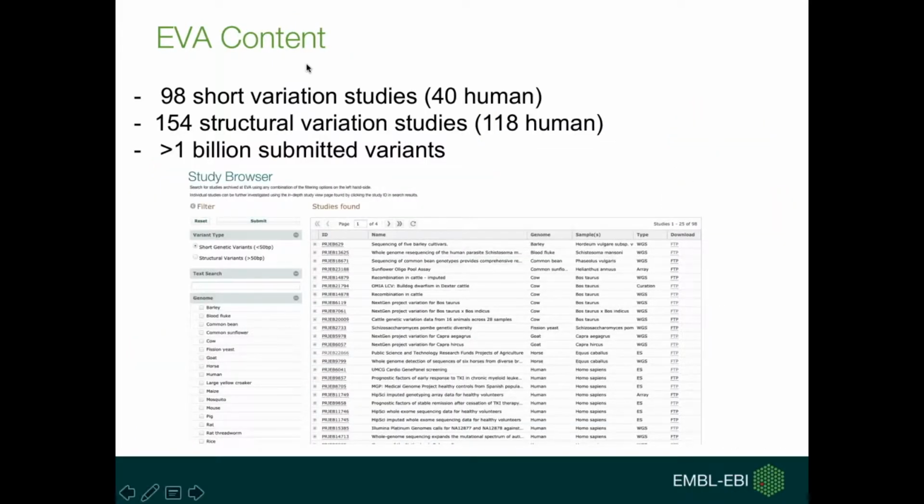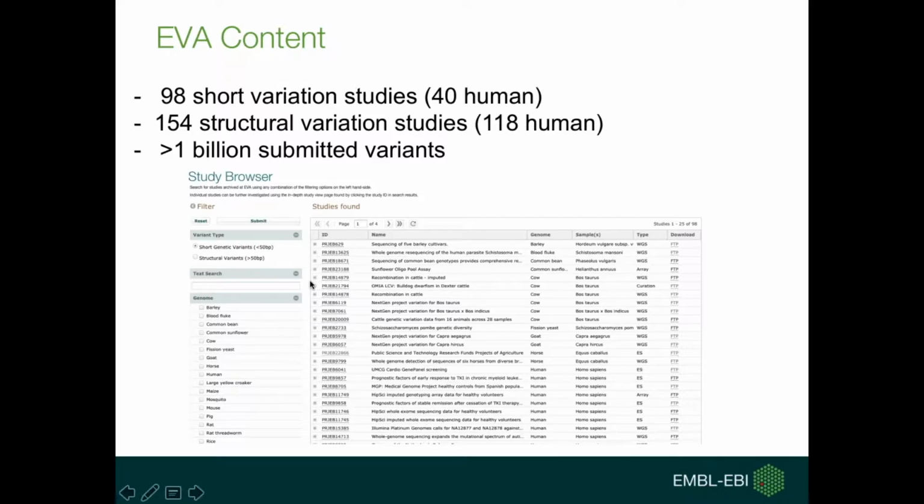The EVA content, we have roughly 100 short variation studies, 40 of which are human. We have over 150 structural variation studies, 118 human. And within these studies, we have more than 1 billion variants that have been submitted from the community.